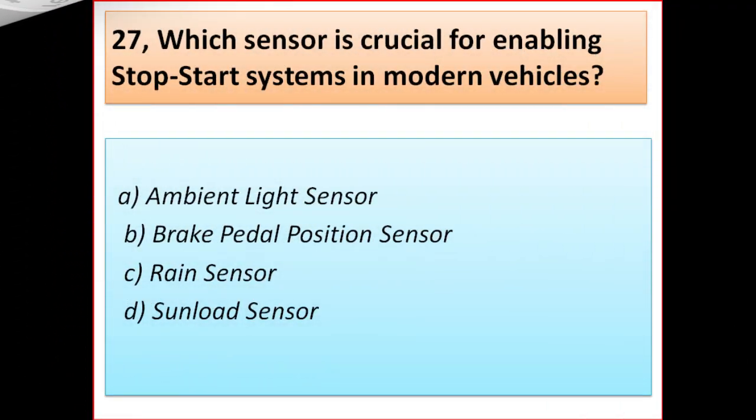27. Which sensor is crucial for enabling stop-start systems in modern vehicles? A. Ambient light sensor. B. Brake pedal position sensor. C. Rain sensor. D. Sun load sensor.